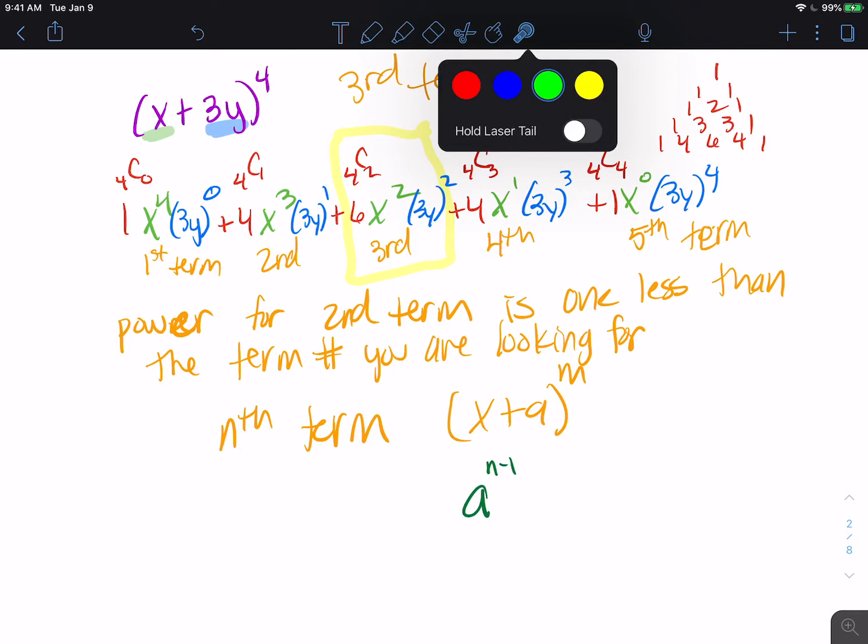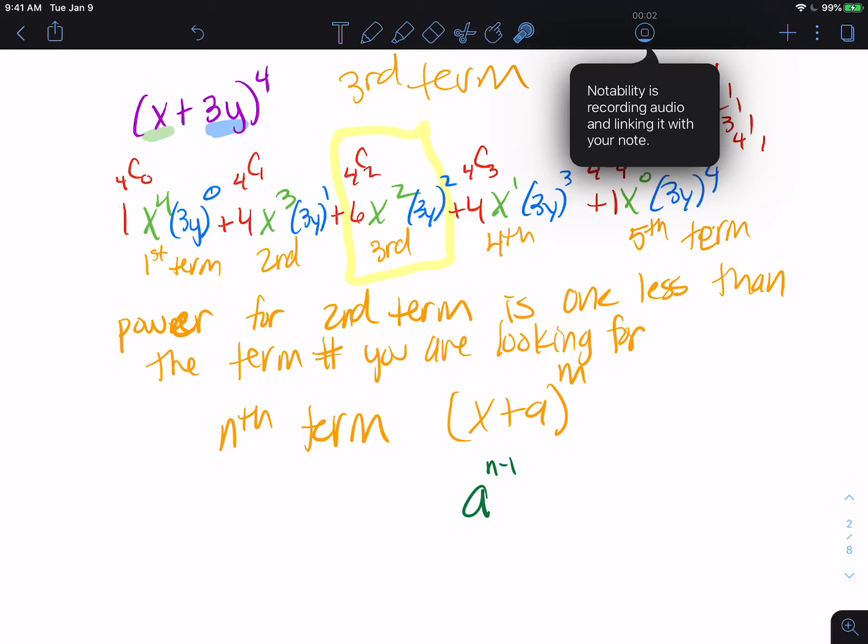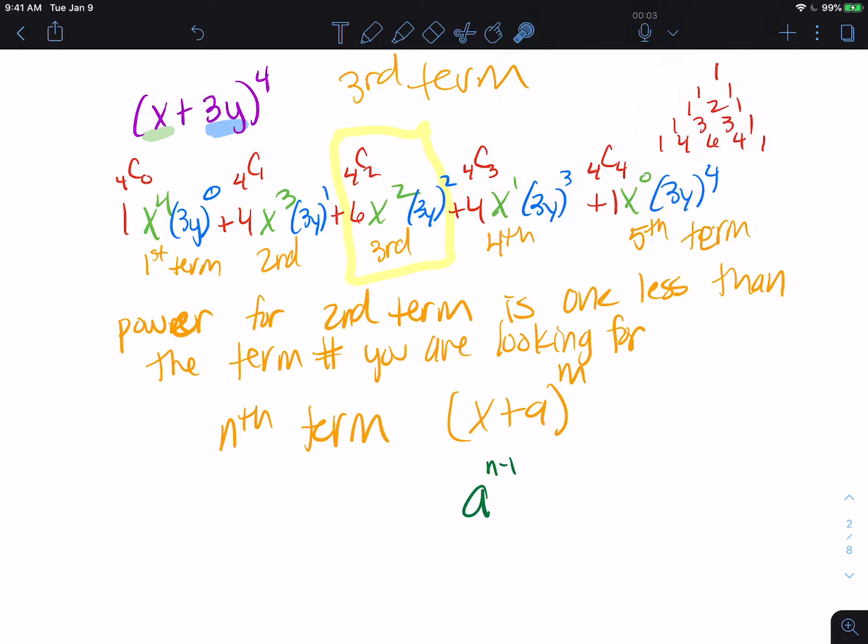So that means if we wanted the third term in our example, we're looking at this power of 2. Well, I know I need to get to the fourth power. So 2 plus what gives me 4? Well, 2 plus 2 gives me 4. So then for my first term from the binomial expansion, that power will be the 2.